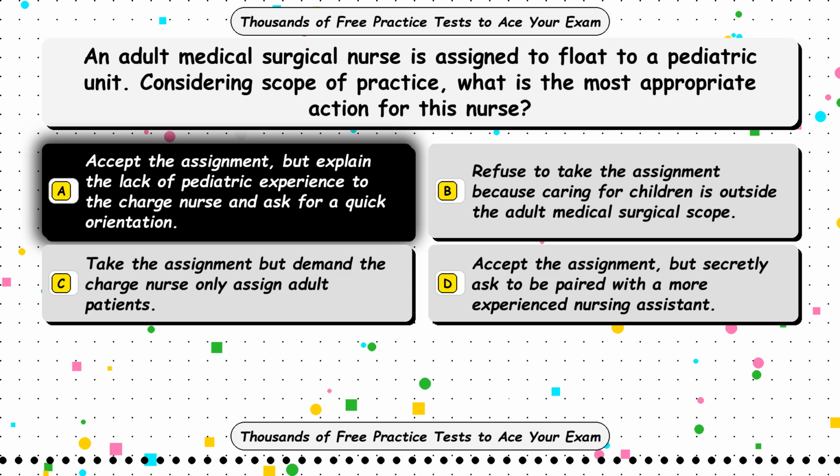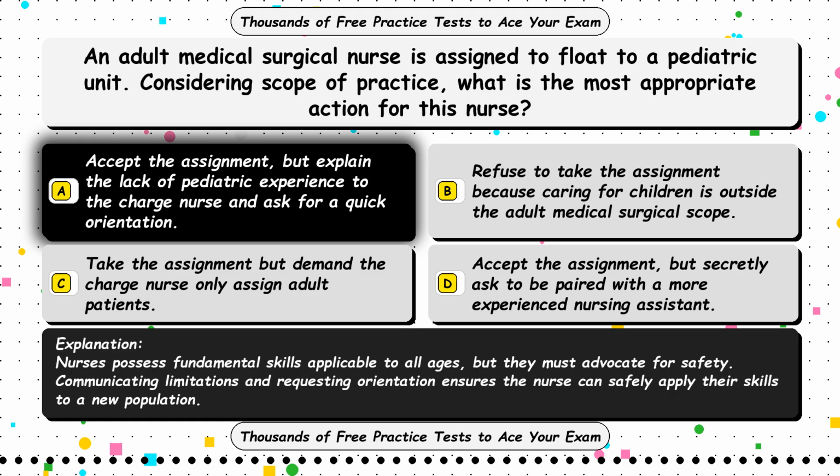The correct answer is option A, accept the assignment, but explain the lack of pediatric experience to the charge nurse and ask for a quick orientation. Nurses possess fundamental skills applicable to all ages, but they must advocate for safety. Communicating limitations and requesting orientation ensures the nurse can safely apply their skills to a new population.